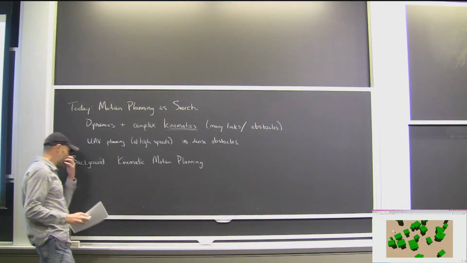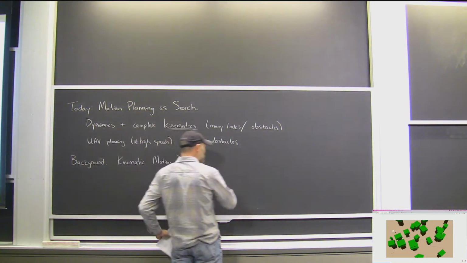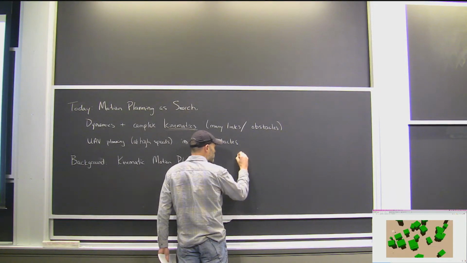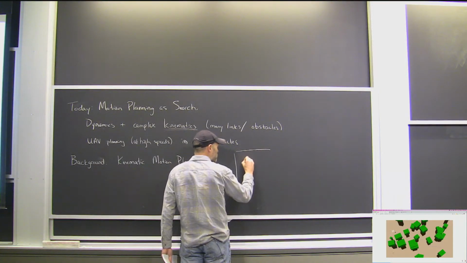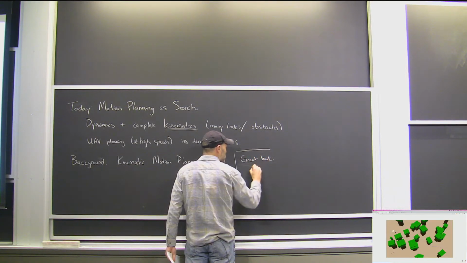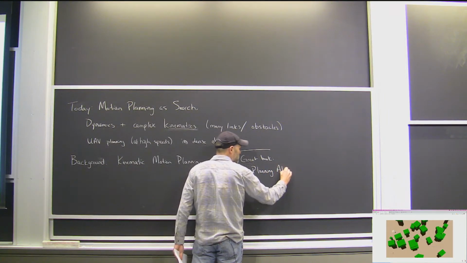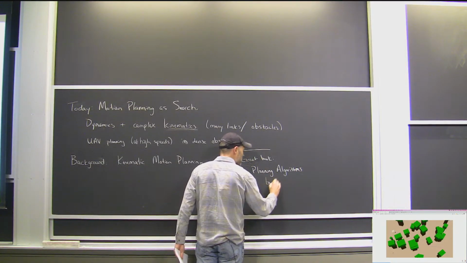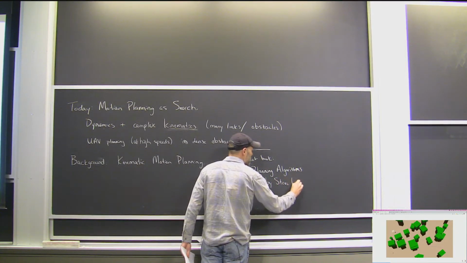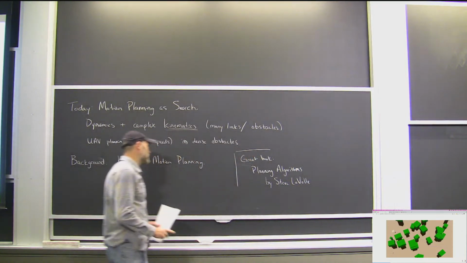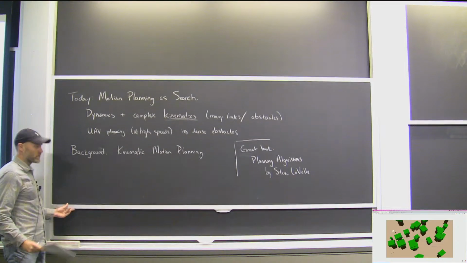Okay, there's a great book on motion planning. It starts with kinematics and gets into some of the stuff we'll talk about too. If you haven't seen it, there's a book called Planning Algorithms by Steve LaValle. It's free online. Highly recommend it.